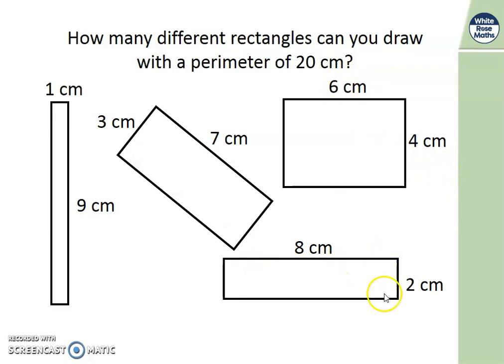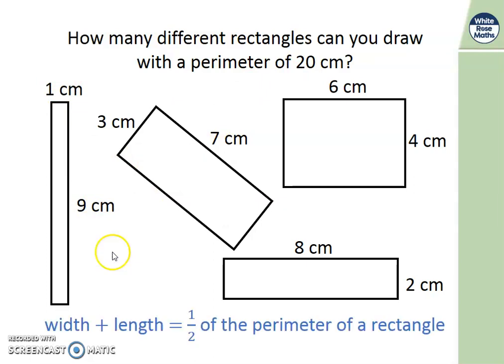And we could also have 8 by 2. 8 and 8 is 16, 2 and 2 is 4, 16 and 4 is 20. Do you notice something about the measures when we've got just one length, that's the long side, and one width? What's the relationship when we add them up compared to the 20? We could do width, which is the short side, add length, which is the long side, and that makes 10. And 10 is half of the perimeter of this rectangle, because half of 20 is 10.